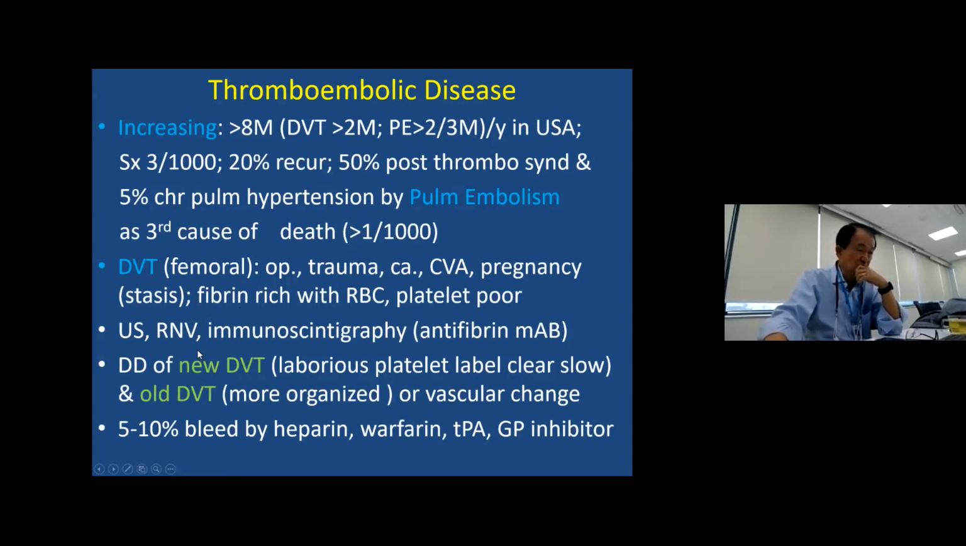Now, we have tried to image this specific clinical problem with an anti-fibrin monoclonal antibody. That's called immunoscintigraphy. I will show you more details. And so clinically, we need the differentiation of new blood clot, new deep vein thrombosis, versus old deep vein thrombosis.